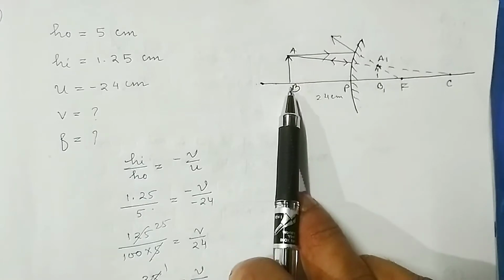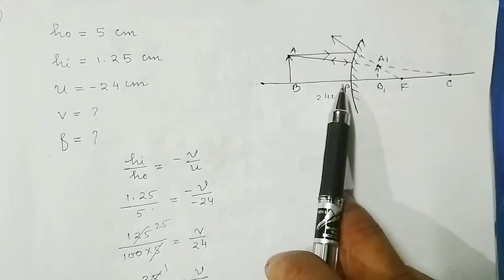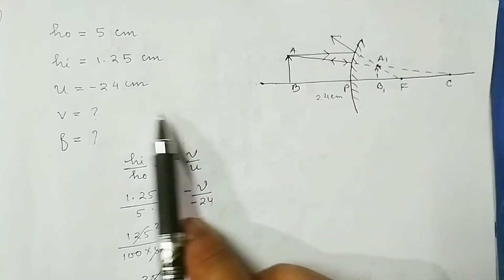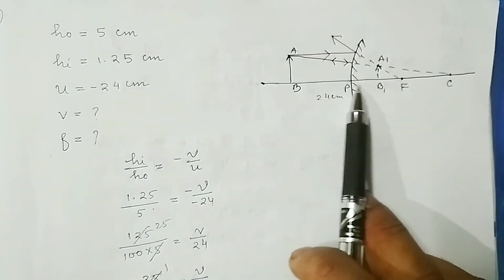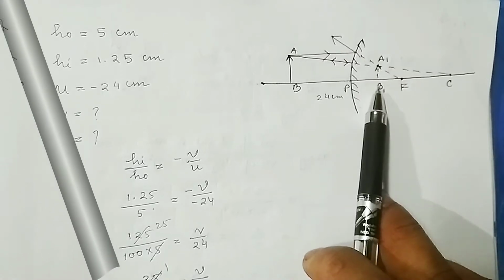Here AB is the object, so the object distance is PB. Since the object is on the left hand side of the pole, the object distance will be negative. So u is minus 24 centimeter. We have to find the image distance. This is the image, so this distance we have to calculate, and the focal length.